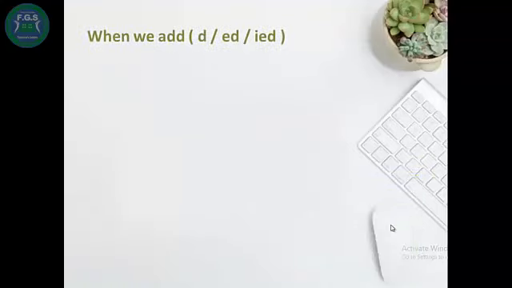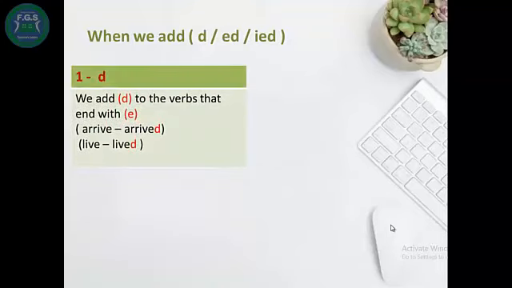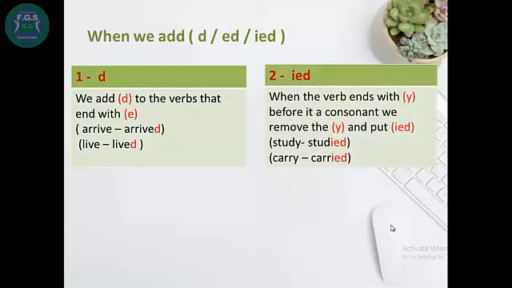When we add d, ed or ied: number one, we add d to verbs that end with e, like arrive, arrived, live, lived. Number two, we add ied when the verb ends with y and before it a consonant. We remove the y and put ied, like study, studied, carry, carried.